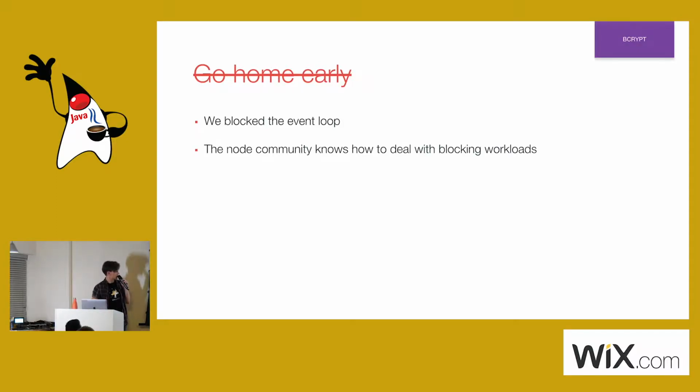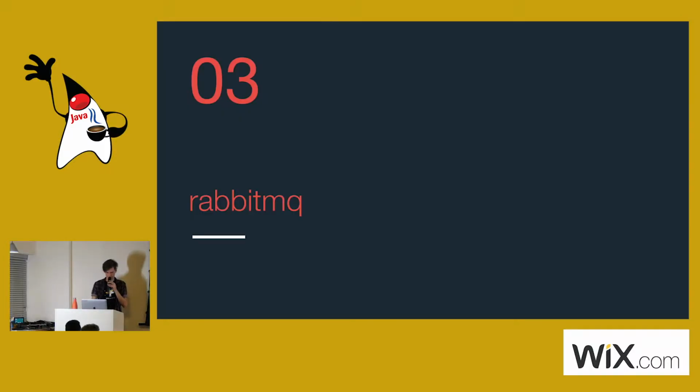So yeah, fortunately the Node community knows how to deal with blocking workloads like this. You can create a pool of workers, and you just communicate asynchronously with this pool of workers, and this pool of workers can block all at once. So let's say problem solved for now. I mean, it's kind of not nice, but we can deal with it.